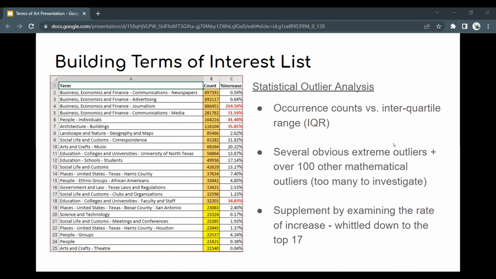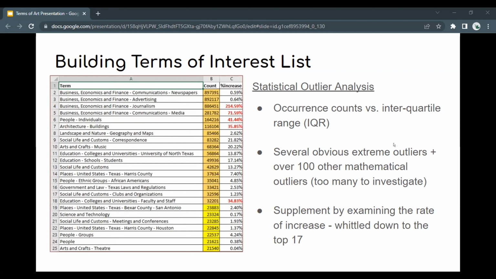And this mostly just confirmed what I had already seen in my preliminary observations, that there's a very small number of really extreme outliers at the upper end of the scale. However, in addition to this small number of extreme outliers, the analysis also identified over 100 other terms that counted as technical outliers. And 100 was far too many for me to be investigating on a deeper level.